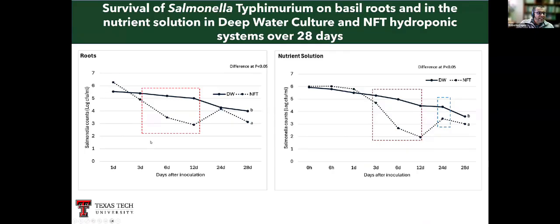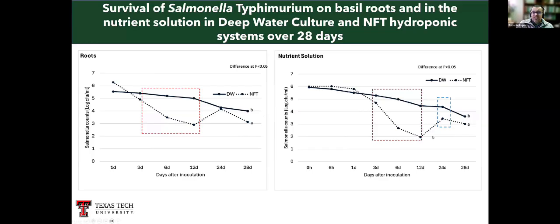But by days, let's say 3 to 12, we can see that, especially with the deep water culture, the roots still have those Salmonella counts. And again, even up to 4 weeks later, whether it's the deep water culture or the NFT. Now, what about that nutrient solution, right? If the Salmonella is on the roots, then they're more than likely going to be on the leaves.